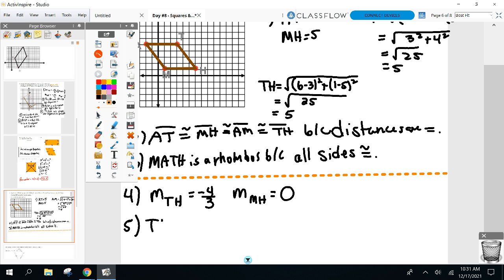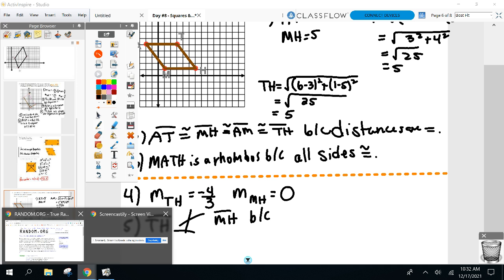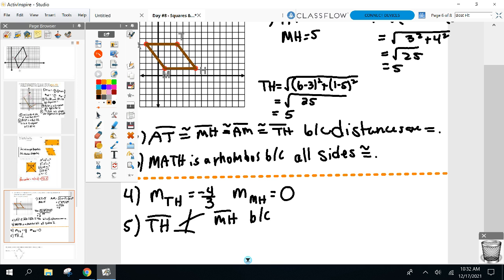TH. And you watch, ready? Look at this fancy. Perpendicular? Nah. All right, slash right through. TH not perpendicular to MH. Why? How do I know they're not? Because slopes are not.